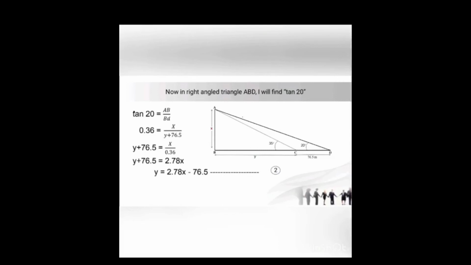After that, 0.36 changes place with y plus 76.5. And then 76.5 changes place to the right side of the equation. So the equation of y will be 2.78x minus 76.5. Okay, it is the second equation. So I'm going to pass the final part to my friend Bayhaki.